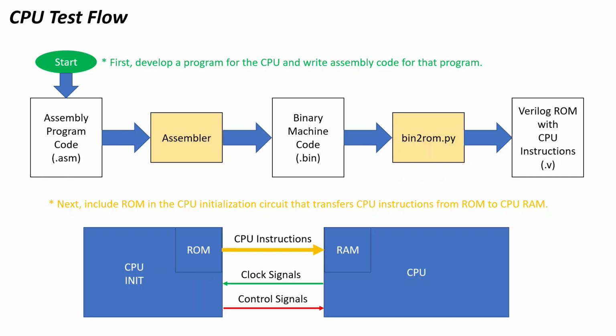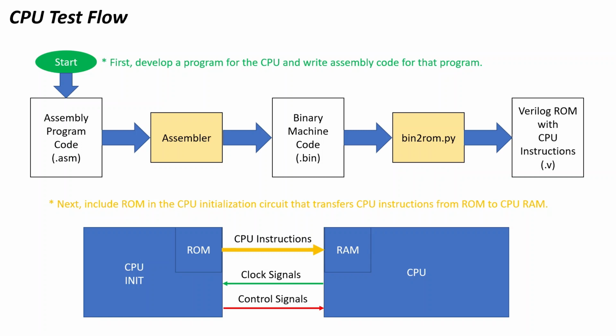First, we need to develop a program using a text editor for the CPU using its assembly language and save it with the .asm file extension. Next, we'll use the assembler to convert the .asm file into a .bin file of binary machine code instructions that are the sequence of CPU instructions for the assembly program.